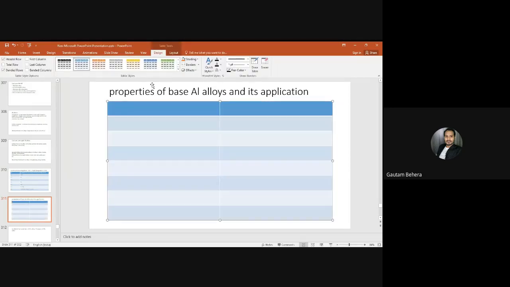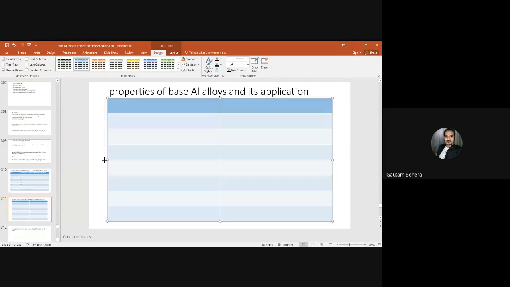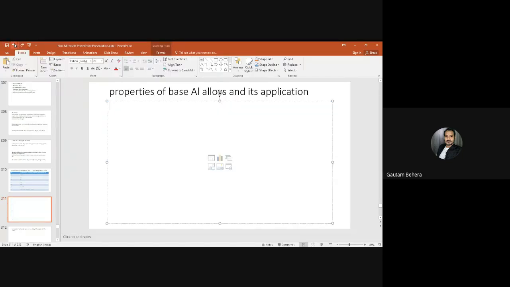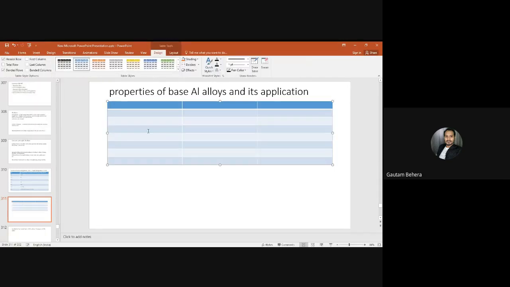Now we'll discuss the properties of base aluminum alloys and their applications. We'll discuss a few applications. I'll not discuss in detail, but I'll tell you some important properties and applications. Let me insert a few tables.